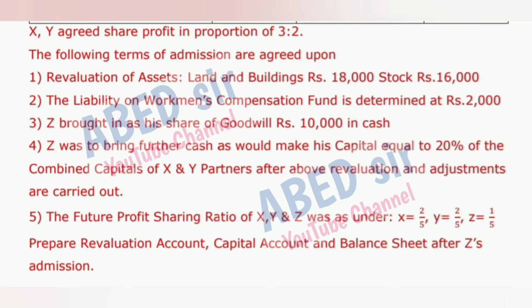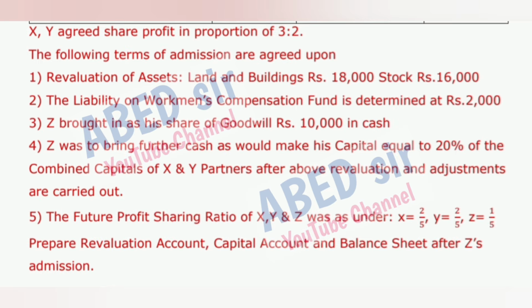1. Revaluation of assets: land and buildings 18,000 rupees, stock 16,000 rupees. 2. The liability on workmen's compensation fund is determined at 2,000 rupees. 3. Z brought in as his share of goodwill 10,000 rupees in cash. 4. Z was to bring further cash as would make his capital equal to 20% of the combined capitals of X and Y partners after above revaluation and adjustments are carried out.